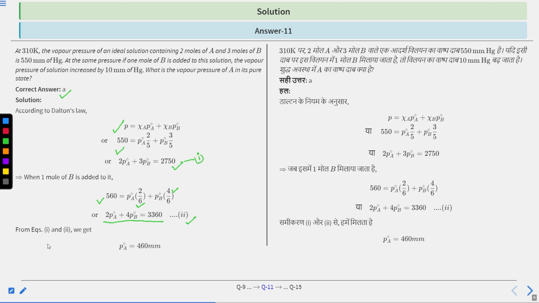So from the first and second equations, on solving these two equations, we have PA naught equals 460 mm. So this is what we had to find out, the vapor pressure of A in its pure state. The vapor pressure of A in its pure state is coming out as 460 mm of Hg. Thus, option A is the correct answer.